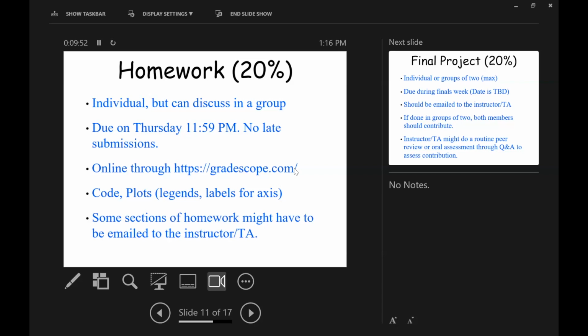Homeworks, this is one change I made. I want you to work individually. I used to allow groups, but I wanted it to be individual, because I think what happened was one person would be working hard and the other person would slack off, and I don't want that to happen. So you can discuss homeworks in groups.